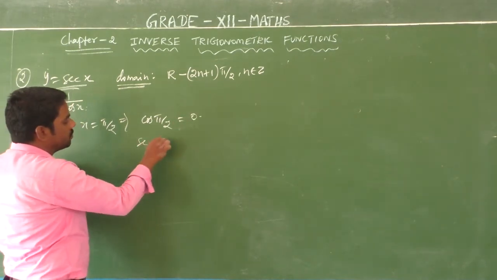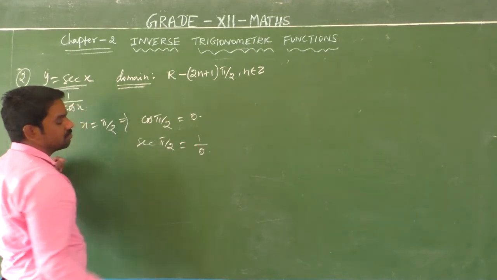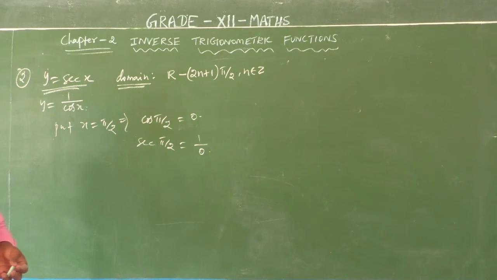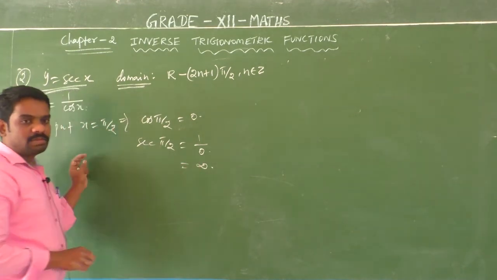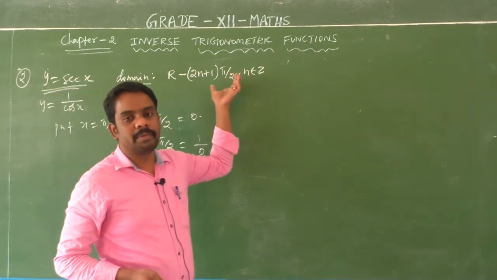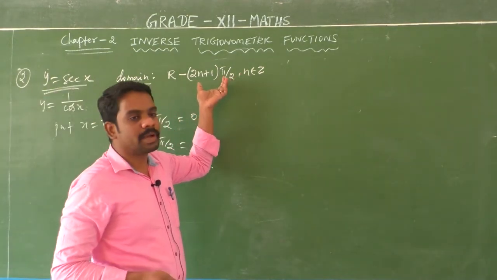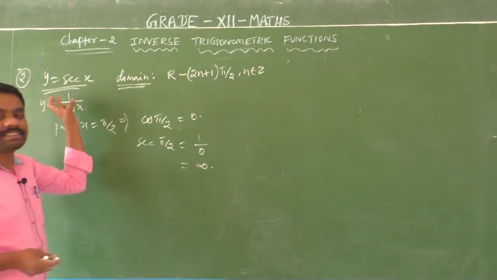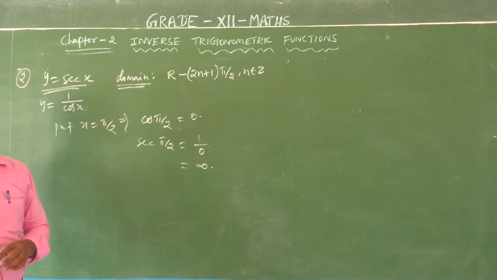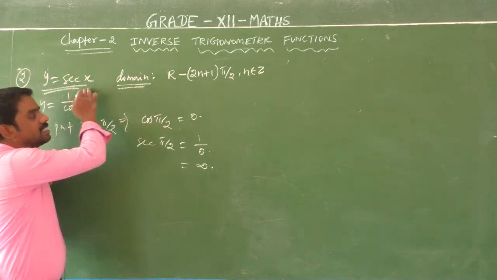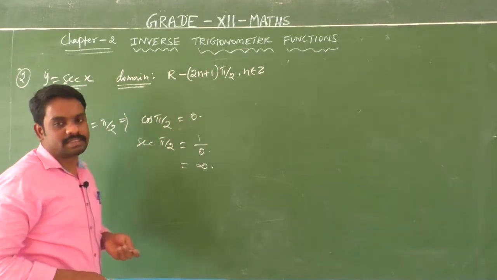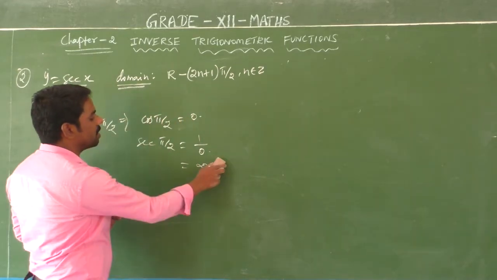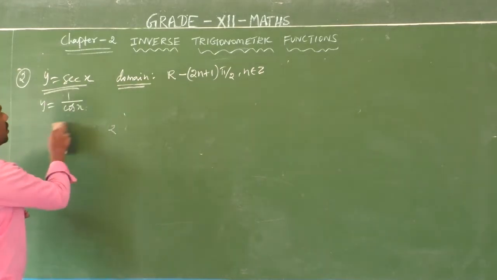And secant pi by 2 value is 1 by 0. So 1 divided by 0. You know, any number divided by 0 is not defined. So this is infinite. And similarly for any odd multiple of pi by 2 you can take as x, this function y equals secant x is not defined. So the domain of this function secant x is the set of all real numbers except 2n plus 1 into pi by 2, n belongs to z. This is the domain. Right.